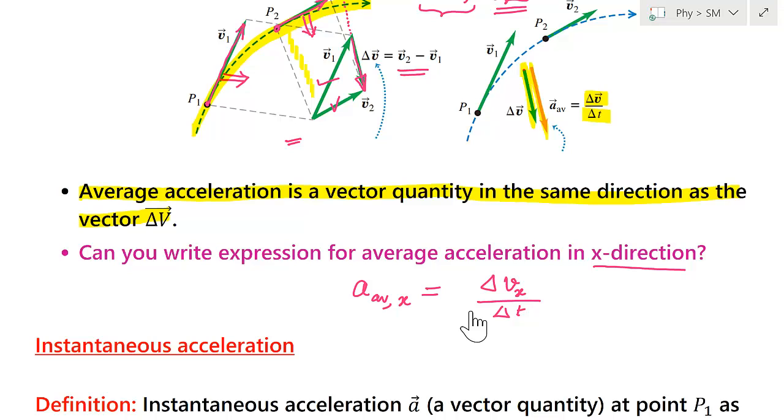Similarly, you can write the average acceleration in the y direction and z direction, and then you can club them all together to get the average acceleration in terms of Cartesian coordinates. Now the next concept we have is instantaneous acceleration. So what is instantaneous acceleration?